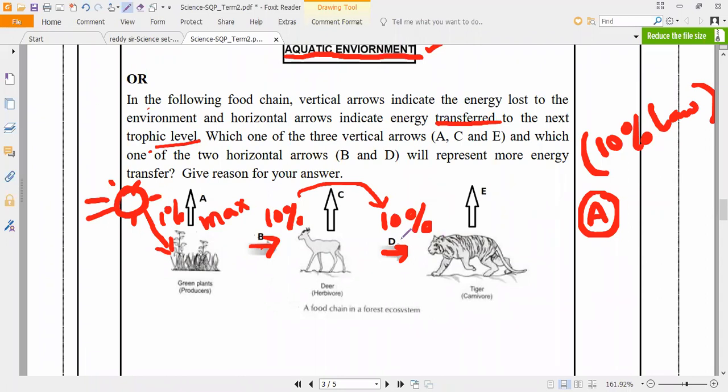Because B is getting the energy, meaning herbivores are getting the energy from green plants, so they will receive some energy. Suppose plants are having 100 joules of energy, 10% of it they will receive. How much is it? 10 joules. And D will receive how much? Only 1 joule. Yes or no? Please respond. So then where is there more energy loss? Here or here?